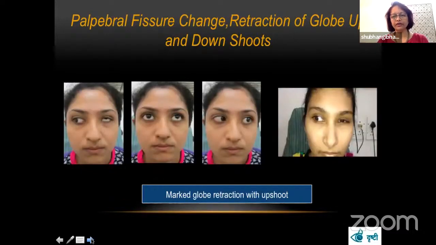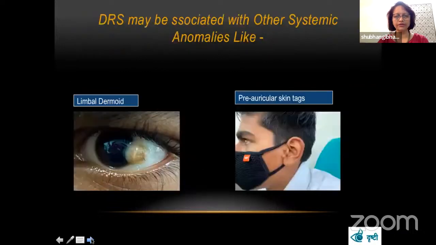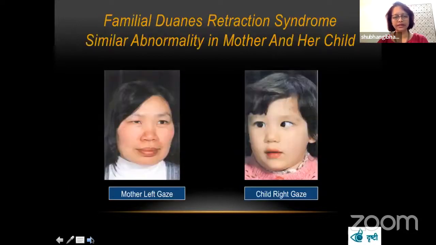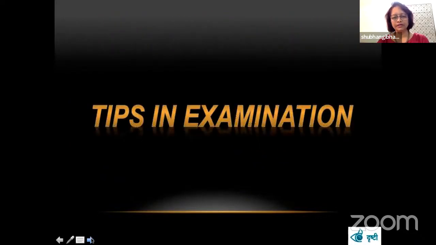And then we have the palpebral aperture changes, marked globe retraction, upshoots and downshoots, which again go in favor of Duane's retraction syndrome. Certain systemic anomalies can be associated with Duane's, as in Goldenhar and Klippel-Feil. If we see epibulbar dermoids or preauricular skin tags, we have to suspect that it could be Duane's retraction syndrome. It could be seen in families. And then coming to the tips in examination.